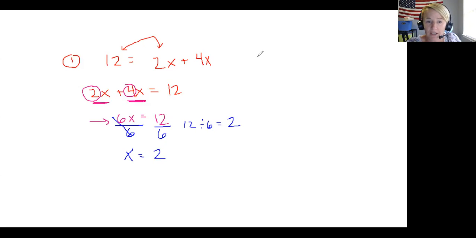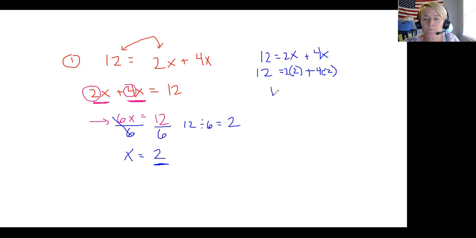Now I'm going to have to check it, okay? So I'm going to put 12 equals 2x plus 4x. I still really would prefer my 2x and my 4x on the left-hand side and my 12 on the other. But because I don't have to write it down a zillion times in this example, I'm just going to leave it as it is. And I am going to substitute my 2 in for all these x's. So I'm going to have 2 times 2, plus 4 times 2. And that's an ugly parentheses, but you're with me.